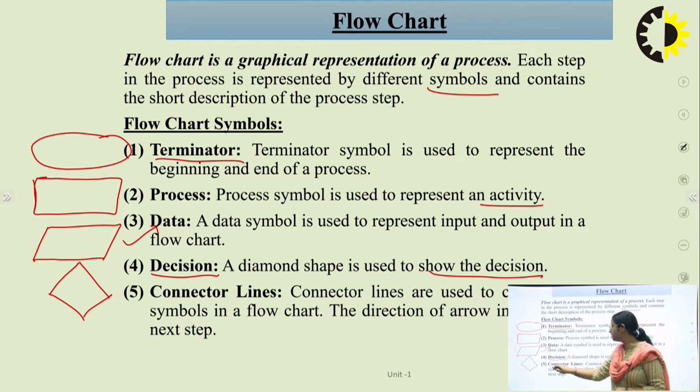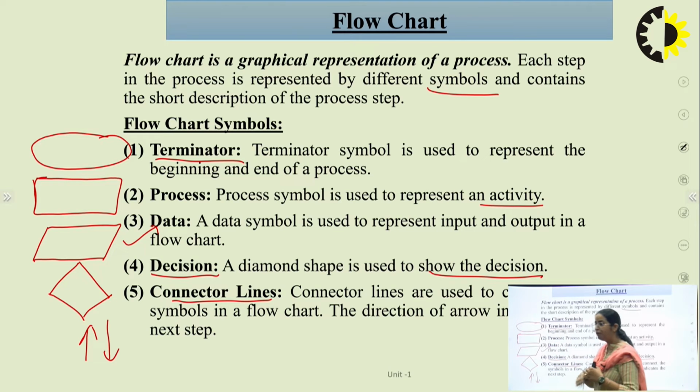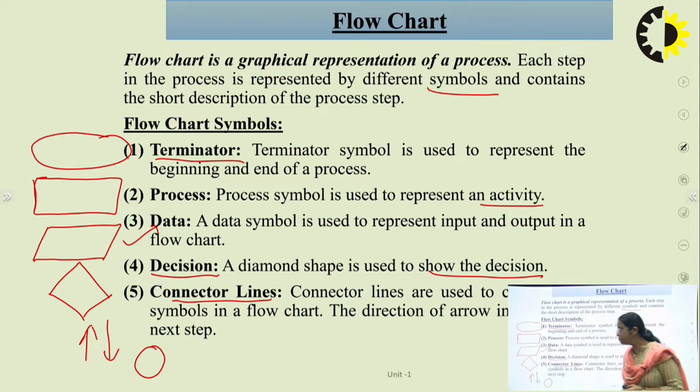And the fifth one is our connector lines. Connector lines are the lines that show the flow of your program data, where the data is going to flow. And one more is this circle, which connects all the lines that are flowing in our flowchart. So these are the symbols we are going to use in our flowchart, and these are the important symbols we must remember to design a flowchart.